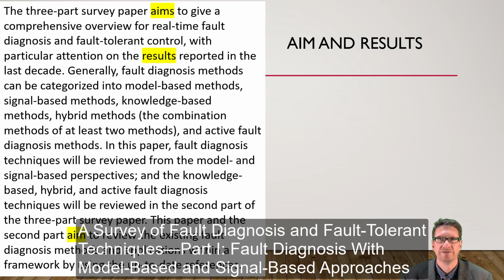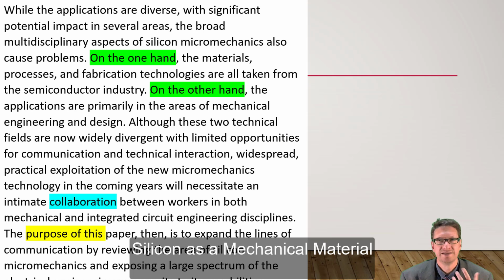Let's have another look at a different one. Again, this is silicon as a mechanical material. The green gives you those linking sentences, on the one hand, on the other hand, ties those clauses together nicely. The purpose of the paper, the aim. What's it about? What's the result? What is it going to produce? Well, it's about producing a new collaboration, a new use for silicon. It's a very successful paper and it's actually achieved its aim, what it set out to do.